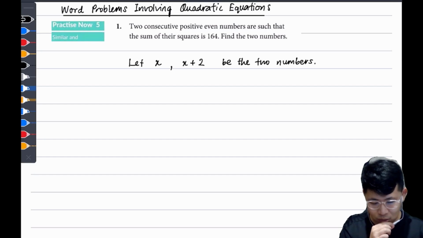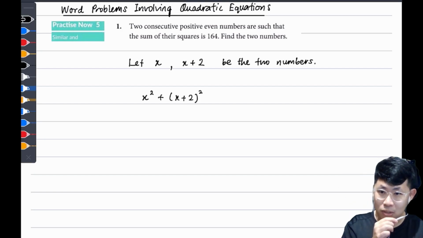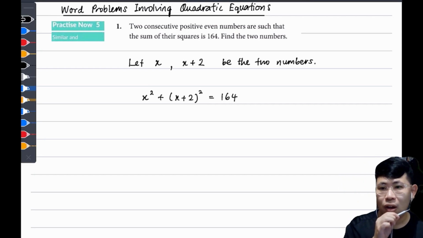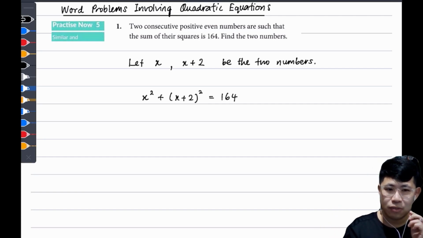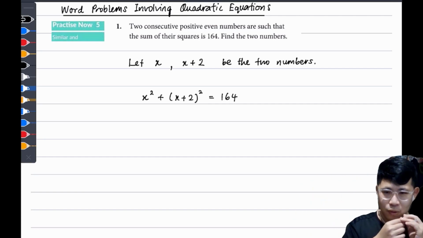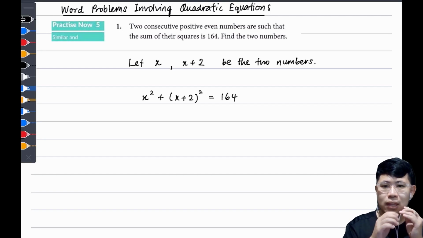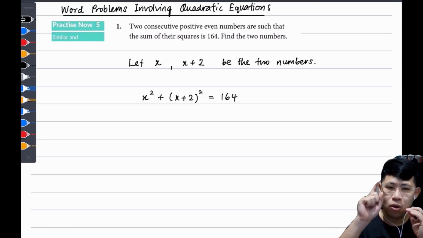The sum of their squares is 164, which means x squared plus the second number squared, so the sum of these two numbers squared is 164. So this is how I form my equation: x squared and (x plus 2) squared, the first number squared, second number squared. We don't need to always rely on x and y. We try our best to express this as one variable.